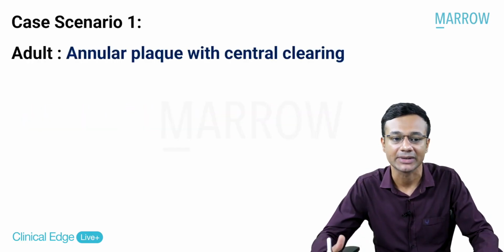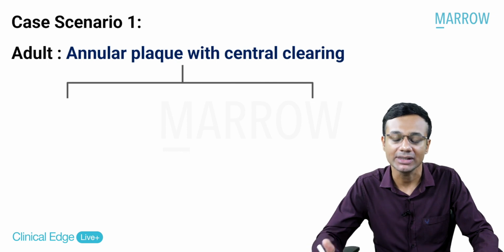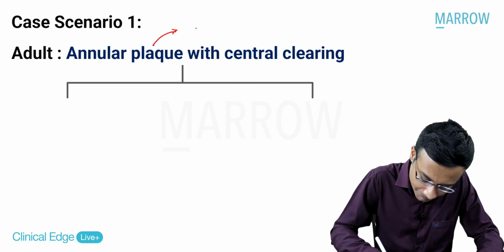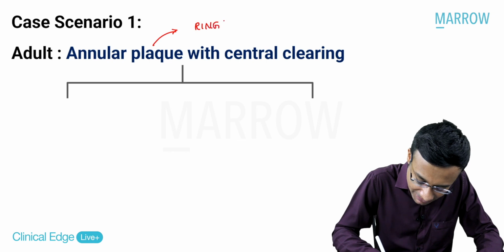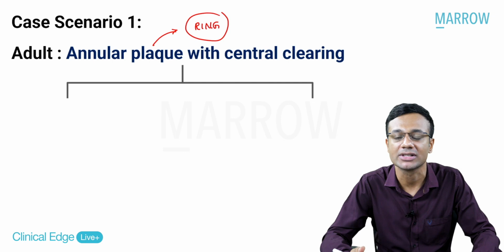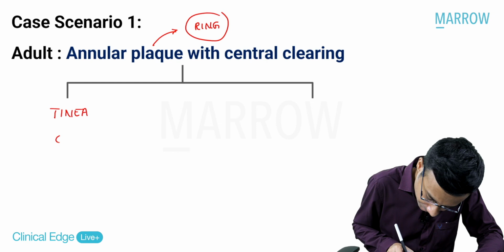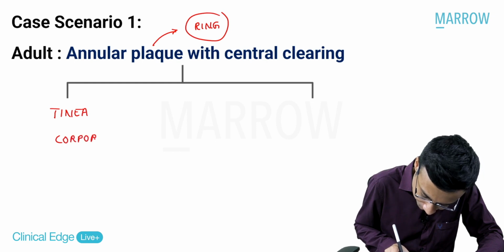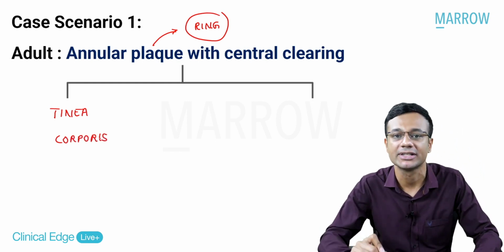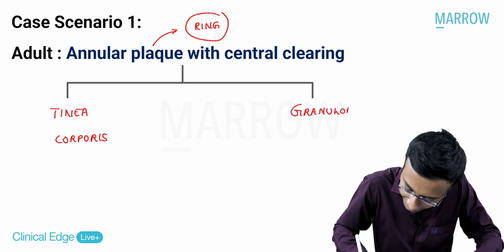Case scenario number 1. An adult presenting with an annular plaque with central clearing. So we already know in dermatology, annular is a ring-shaped lesion. The word annular means a ring-shaped lesion which is generally active in its periphery. Two important differential diagnoses to consider. Number 1, tinea corporis. Second important differential diagnosis here is granuloma annulare.